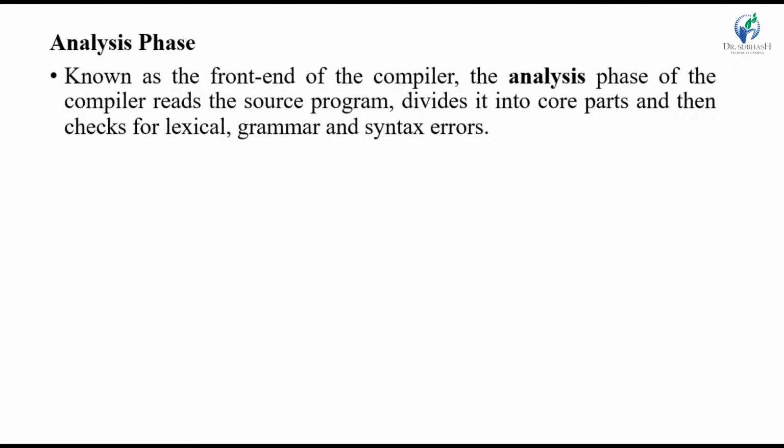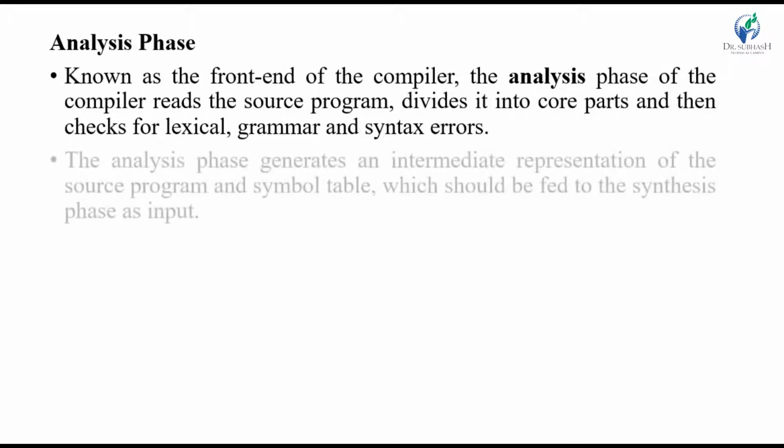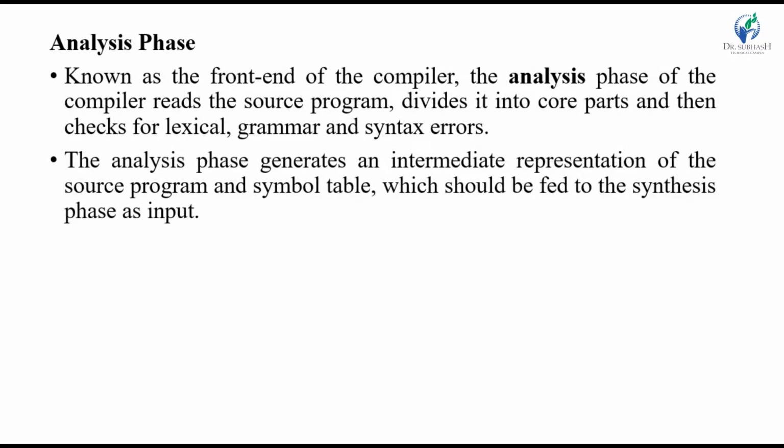The analysis phase of the compiler reads the source program and divides it into core parts and then checks for lexical, grammar, and syntax error. The analysis phase generates an intermediate representation of the source program and symbol table, which should be fed to the synthesis phase as input. Next is synthesis phase.